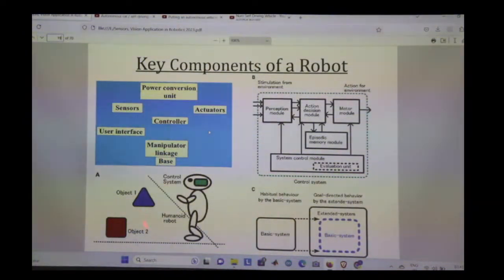In the same way, if you see the lower diagram, you'll see there are objects, object 1 and 2, and the humanoid. So what is intended here? There is a control system in the head, and which object is to be selected has to be decided. It's not that I will just randomly go and touch. No. I have to take a decision on which one is being asked to be touched. Now come to diagram B. You'll see there is an input. Actually, it's indicating a stimulation from the environment that the input will give, then action for the environment.